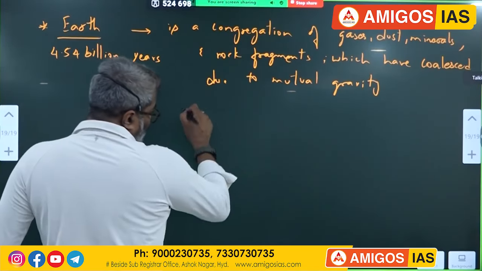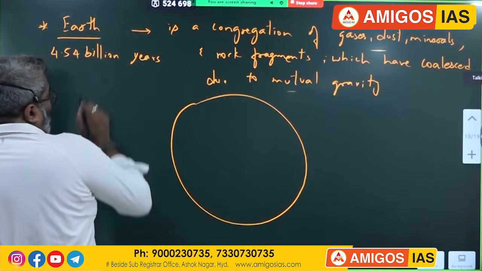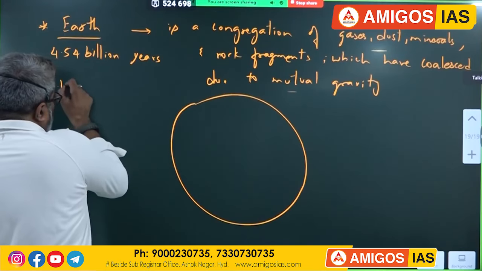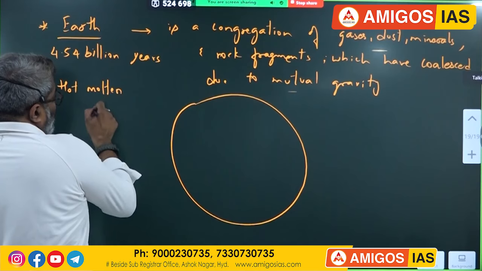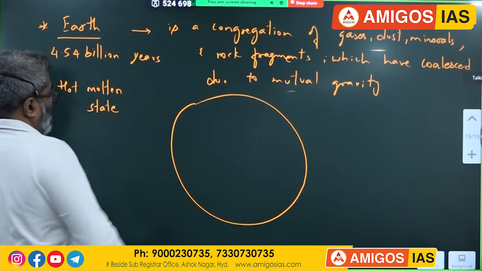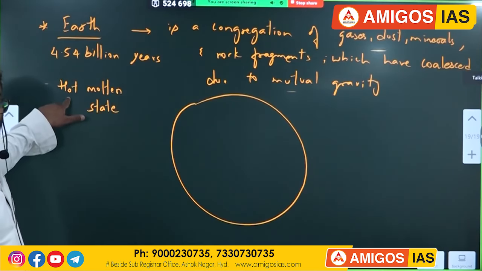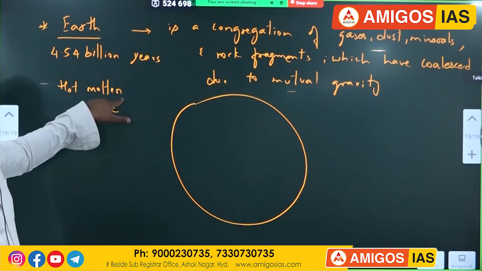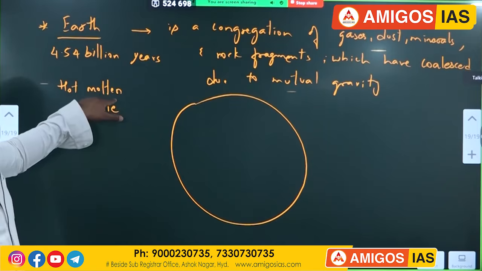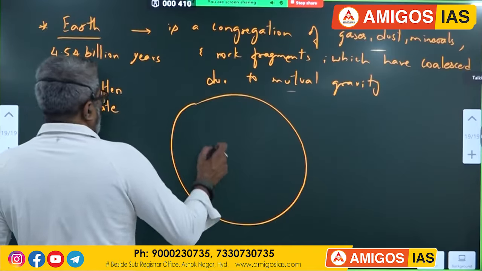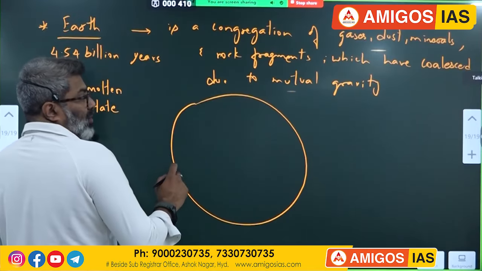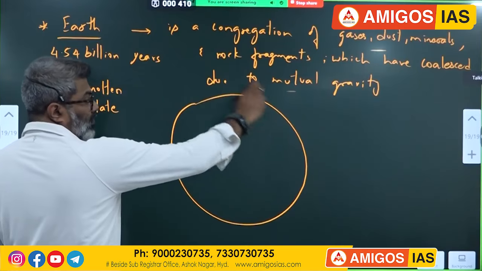So initially Earth was formed around 4.56 billion years ago. It was in a hot molten state. Hot means what? Temperature very high. Molten means what? Semi-solid. Mixture of both. Okay. Semi-solid. Hot molten state. Please notice this, all of you. This is the Earth.